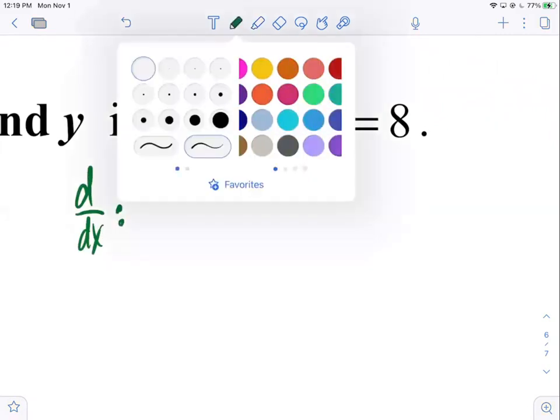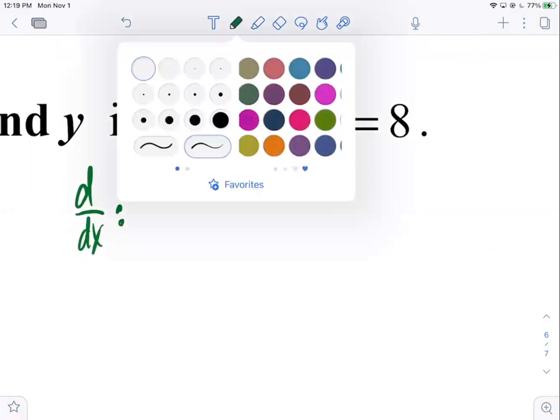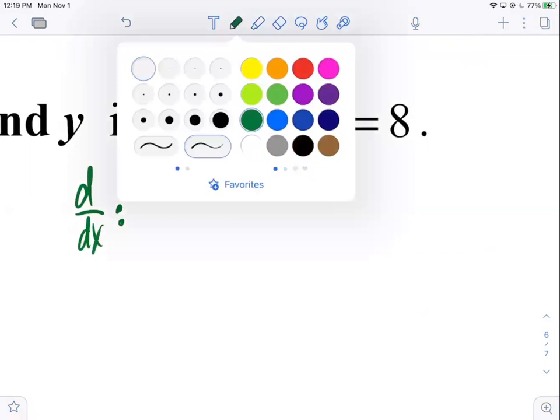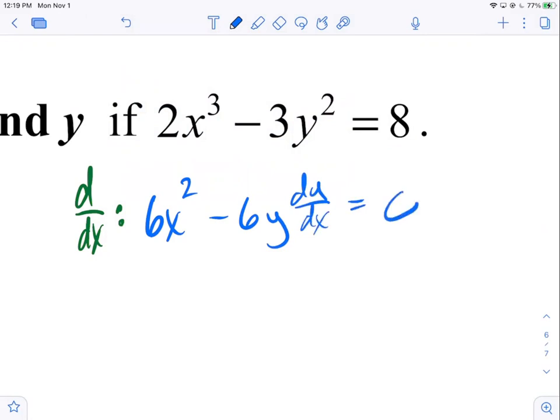I'm going to choose flavors here that are different than green. I'll use blue. 3 times 2, that's 6x squared times dx dx, right? We don't need that, but it's good to keep thinking that in your head. And then the next term would be minus 6y to the first times dy dx. We do need that. And then 8 goes to 0.